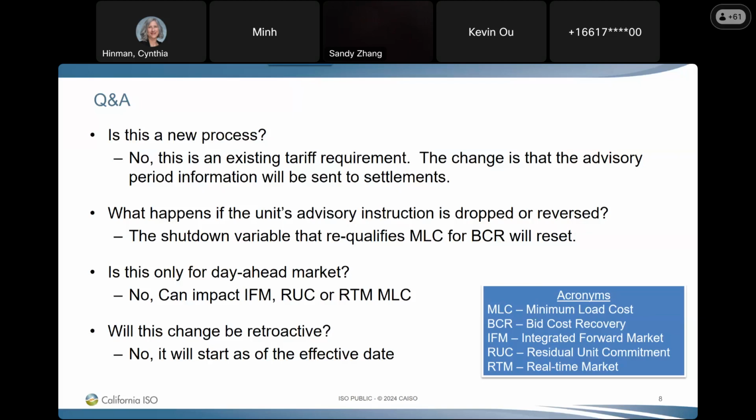Is this only for the day-ahead market? No, it can be anything, IFM, RUC, or real-time. And the change is not retroactive. We are not going back to when we implemented this tariff section. It will be implemented as of the effective date.